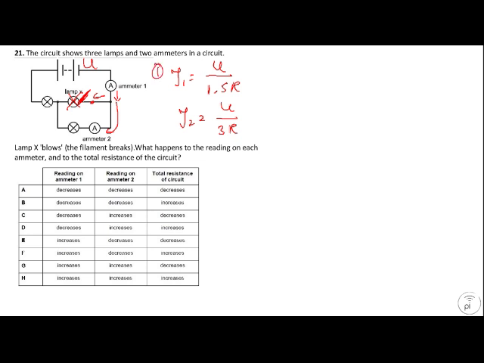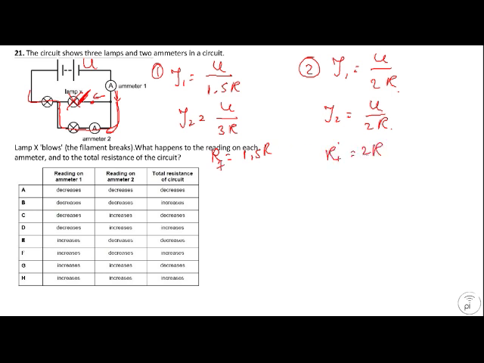Это в первом случае. А когда lamp X не работает, во втором случае I1 будет U деленное на 2R, а I2 будет так же, потому что здесь мы видим то, что они соединены не параллельно, а последовательно. I2 тогда будет U деленное на 2R. Отсюда еще total R будет, мы знаем, здесь 1,5 R total, а здесь R total будет 2R.